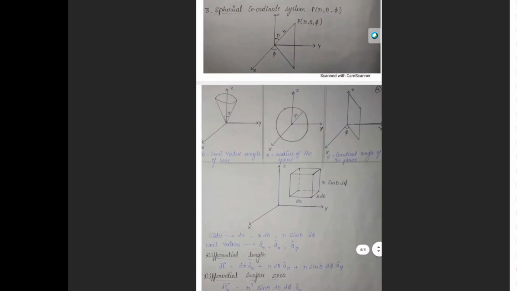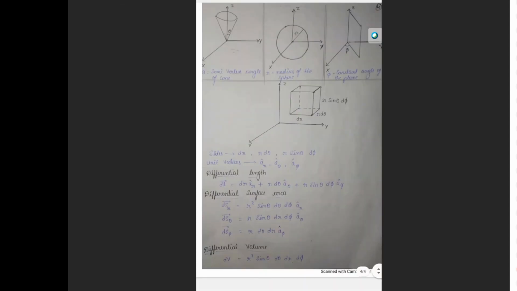The last one is the spherical coordinate system. What are the variables here? r, theta, phi. r is the radial distance, theta is the angle between the radial line and z, and phi is the angle between the radial line and the x-axis. In terms of solid figures, r is the radius of the sphere, theta is the semi-vertex angle of the cone, and phi is the constant angle of the plane.